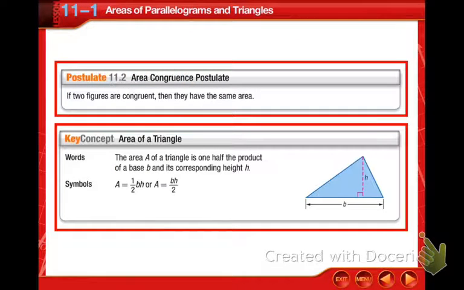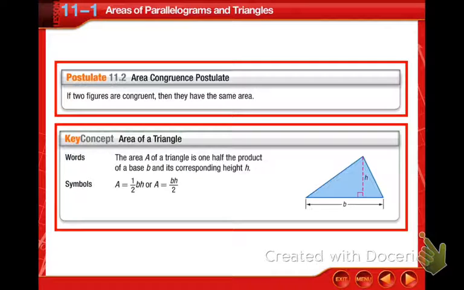Okay, next example. Now we're getting into triangles. Hopefully you've seen area of a triangle before, probably when you were in middle school, probably 7th grade or so. But it is 1/2 base times height, or base times height divided by 2. That's the one I prefer to use, base times height divided by 2.